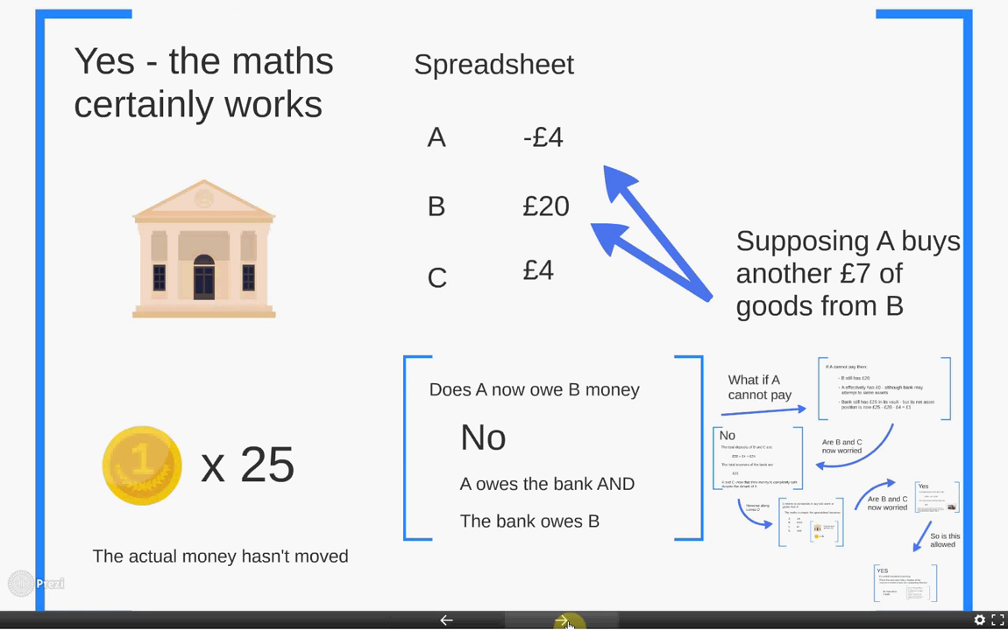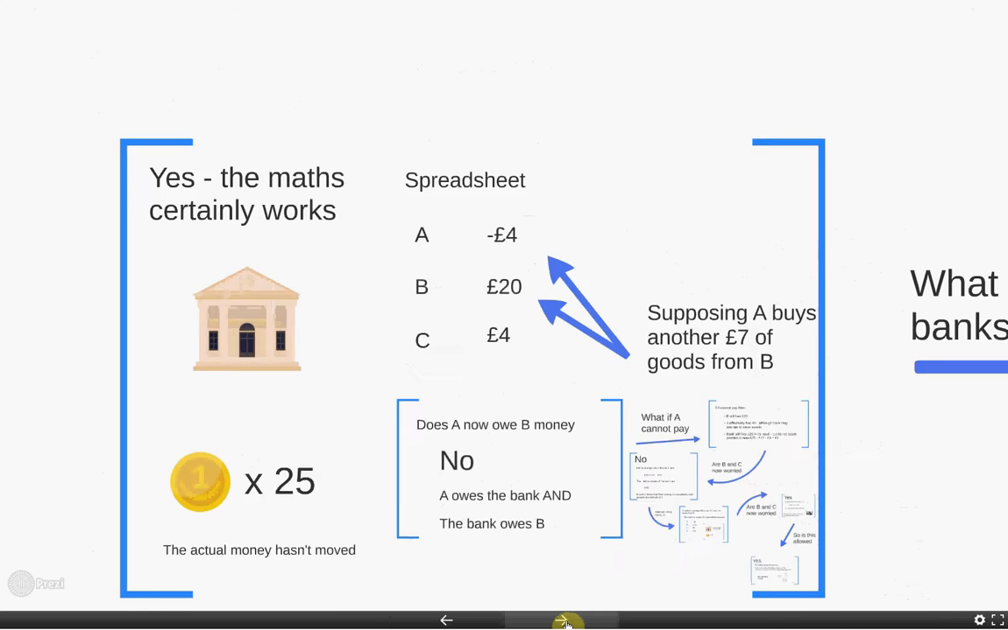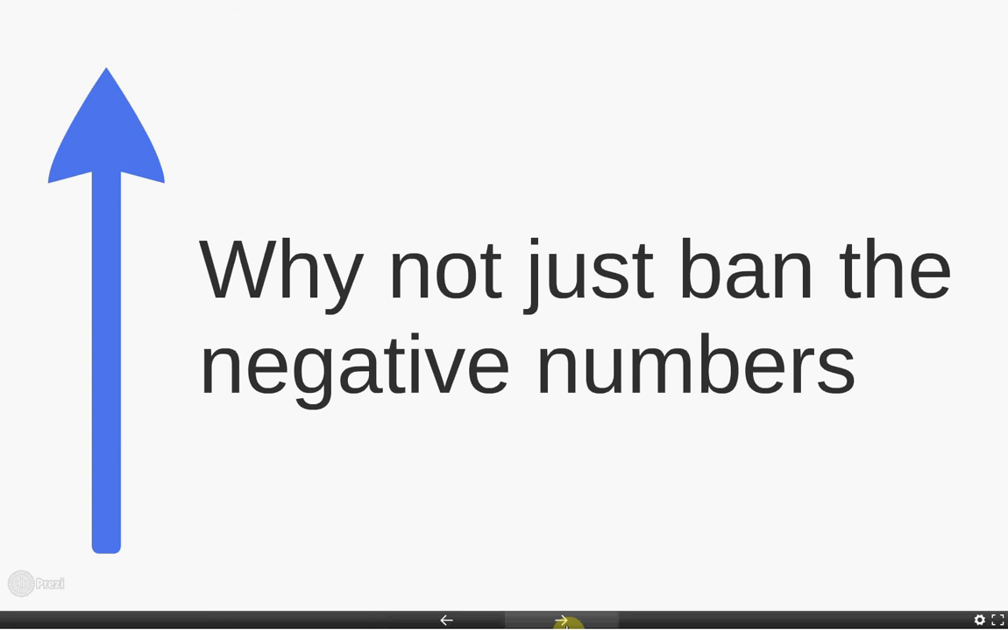Okay, so that covers the issue of negative numbers. And so the question that arises is, why don't we just ban the negative numbers? They cause all these problems, they need all this regulation, they were fundamentally behind why the credit crunch happened in the first place. So it raises the question why we don't just ban them, and we'll come on to that on the next lecture.